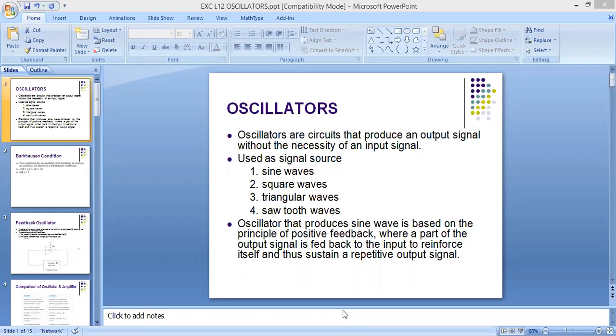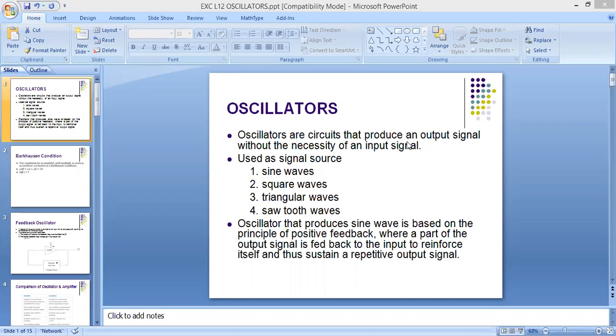So in today's session, we have to study about the oscillator. Oscillators are circuits that produce an output signal without the necessity of an input signal. It means in an oscillator, there is no need of an input signal. It is taking the response from the output and returning it back to the input. So this is the big difference between an oscillator and an amplifier, because an amplifier requires an input signal, but an oscillator has no necessity of an input signal.